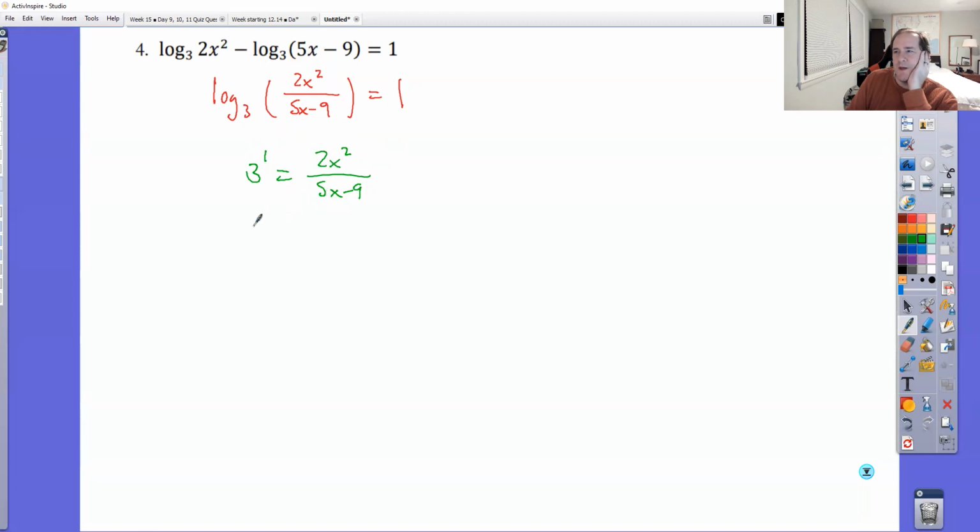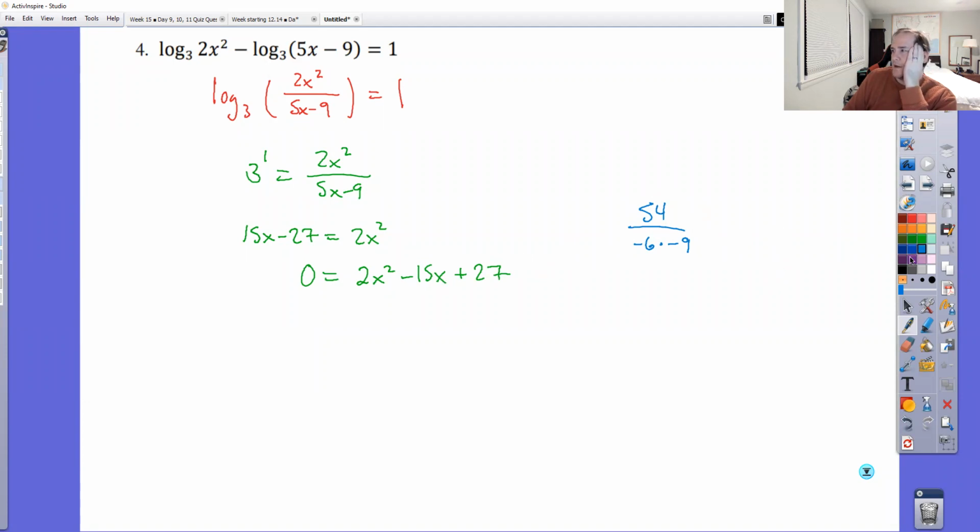So you cross multiply. 15x minus 27 equals 2x squared. And then that's a quadratic. So subtract the 15, add the 27, get this thing in standard form. You got a 2x squared minus 15x plus 27. And of course, you're wondering if this thing's factorable. So you do the AC method. You get 54. You're looking for factors of that make negative 15. It's obviously negative 6 and negative 9. Right.